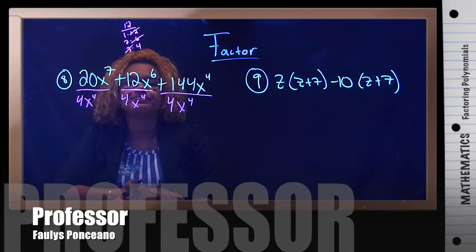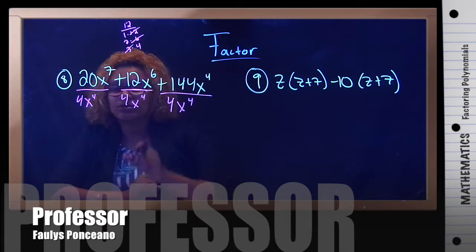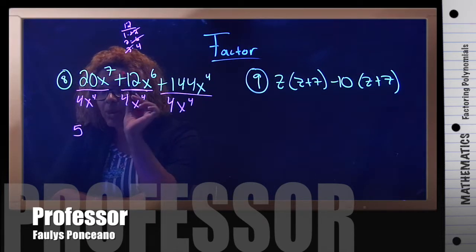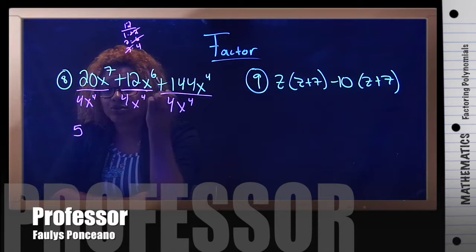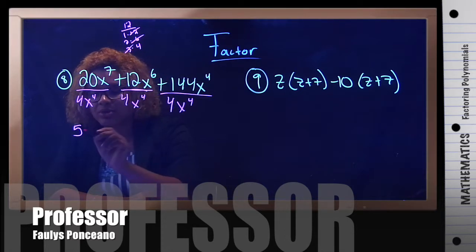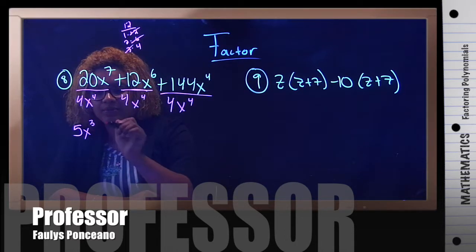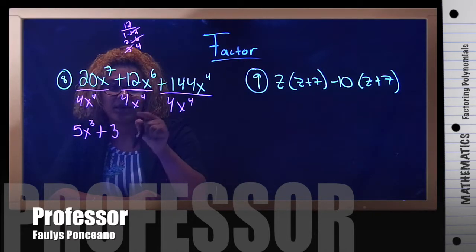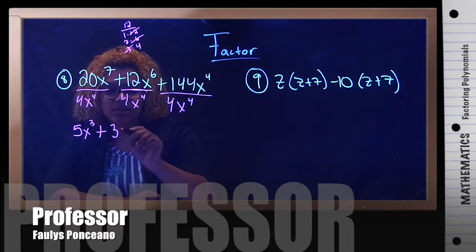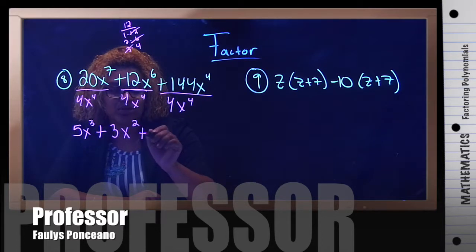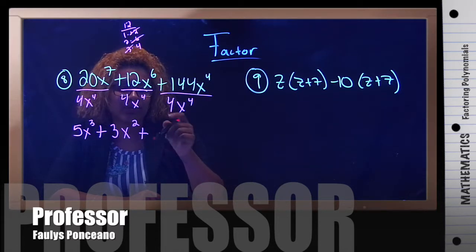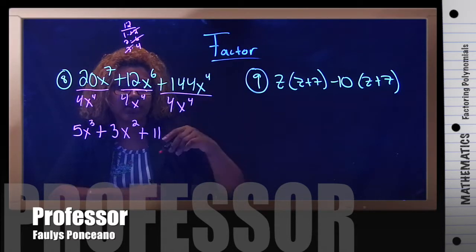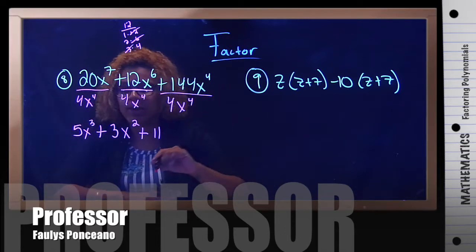you're going to check. 20 divided by 4, 5. Take away 4 from 7. Remember, when you're dividing, you subtract the exponents. So I'm going to have x cubed plus 12 divided by 4, 3. Take away 4 from 6, gives me x squared plus 144 divided by 4. I believe that's 36. And subtract that. No x's. They're gone, right?